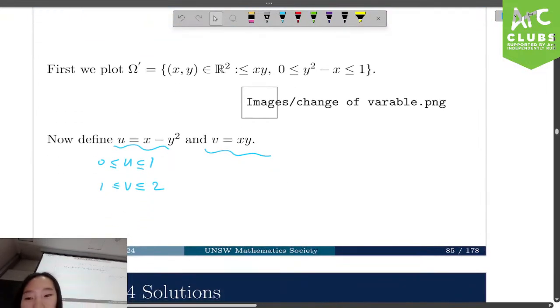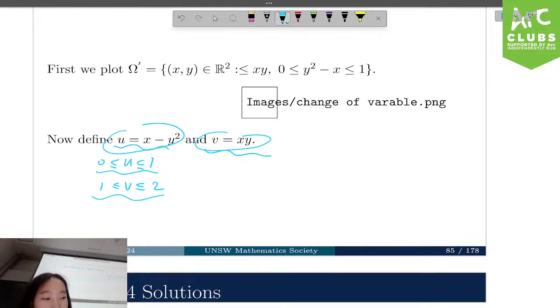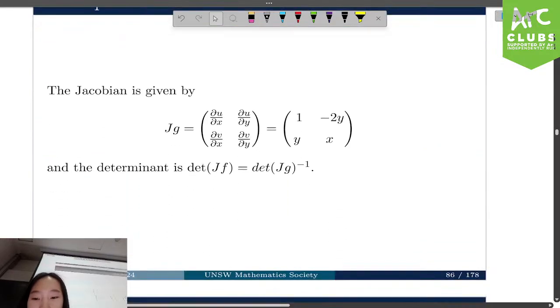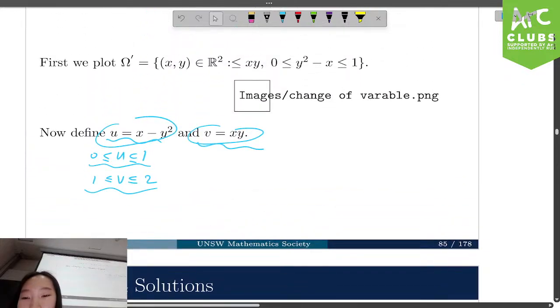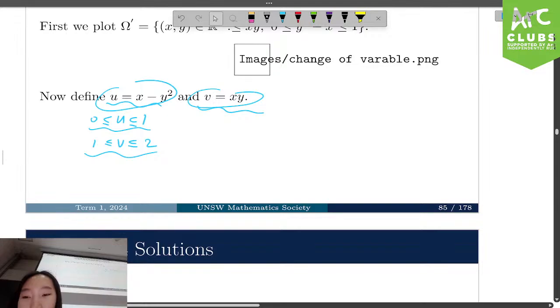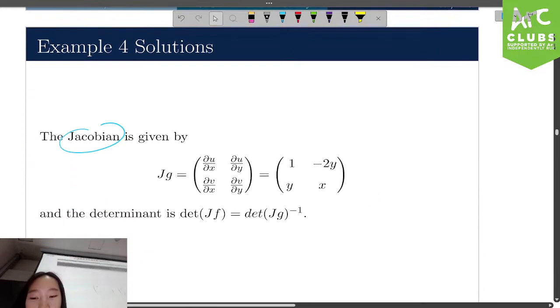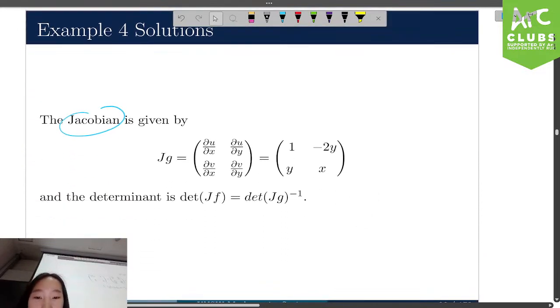Okay, cool. So we have u here, v here, the bound for u and the bound for v. Wonderful. Second step, take the Jacobian. So first step, draw the graph, then define u and v, and find the bound for u and v. Second step, the Jacobian matrix.